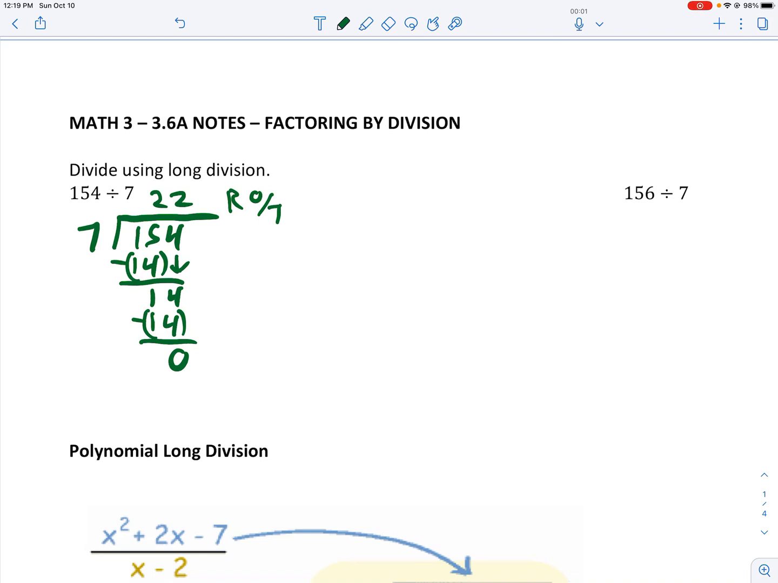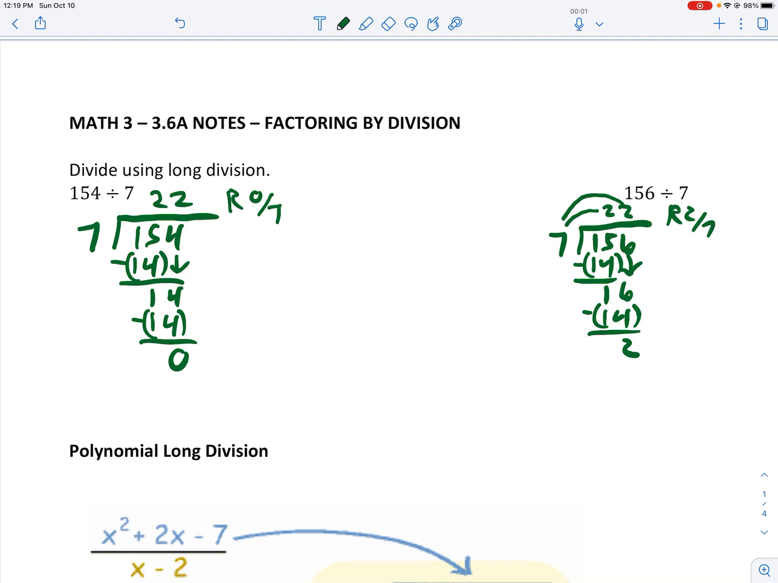Now let's do 7 into 156. So 7, we have 156. So 7 doesn't go into 1. It goes into 15 twice, evenly. So 2 times 7 is 14. Subtract. You get 1. Bring down the 6, and then you repeat. 7 goes into 16. Doesn't go in evenly. It goes in twice. Right? So again, 7 times 2 is 14. You subtract. You get 2. So it's 22 with a remainder of 2. Or maybe you can also rewrite it as a remainder of 2 over 7.